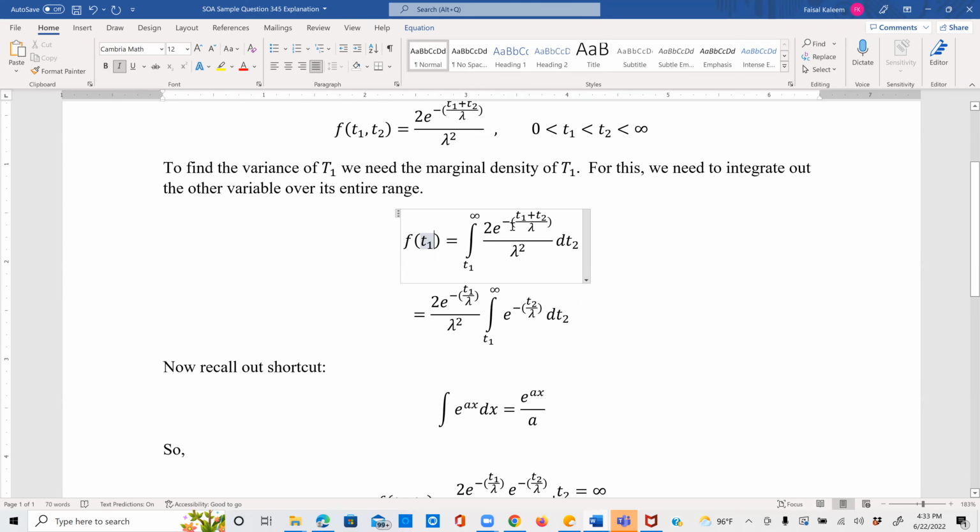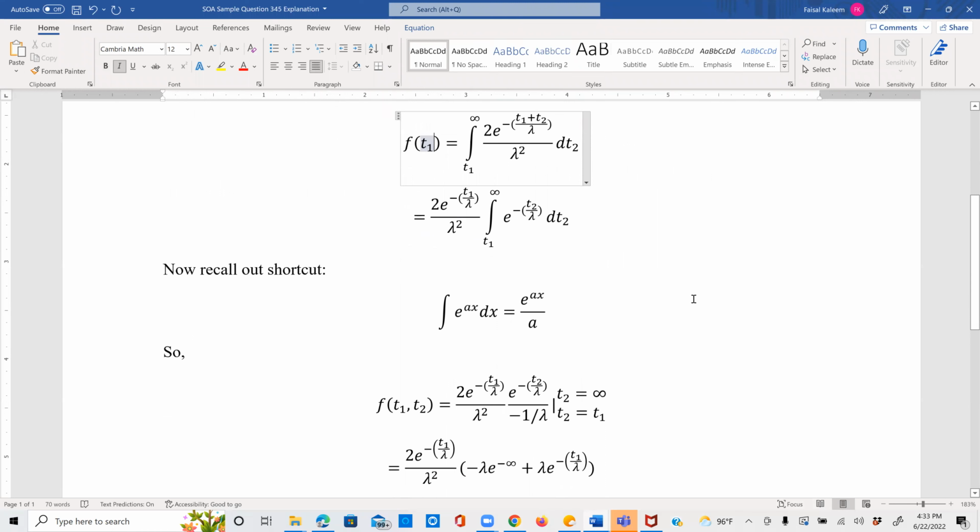So this exponential can be broken down into e power negative T1 over lambda times e power negative T2 over lambda, and the e power negative T1 over lambda is a constant because T2 is the only variable of integration. So that comes out, 2 comes out, lambda squared comes out. Remember T2 right now is the only variable we have. And so here we have to integrate e power negative T2 over lambda, and we know that the integral of e power ax is e power ax divided by a.